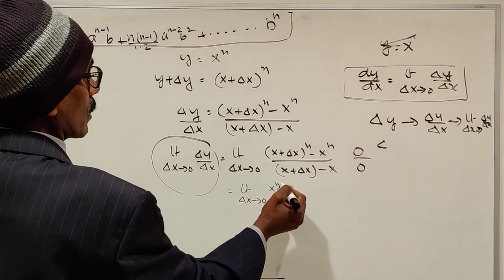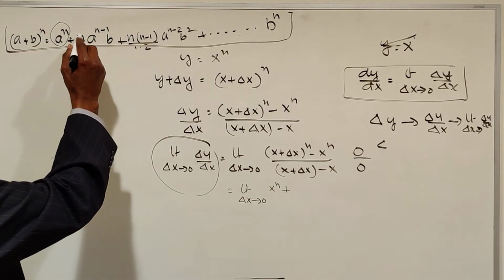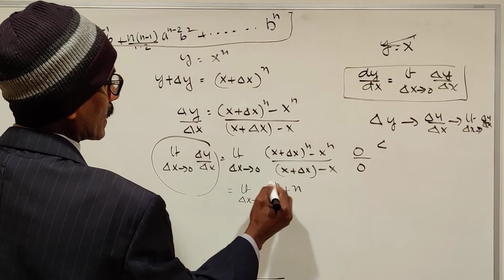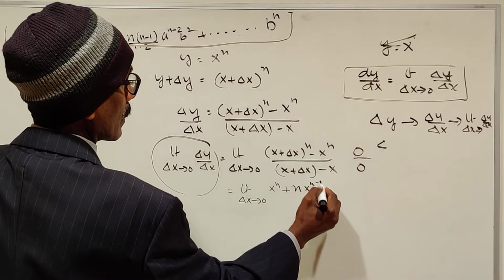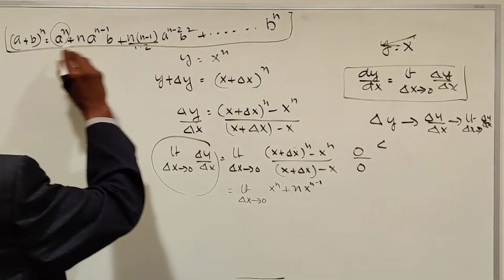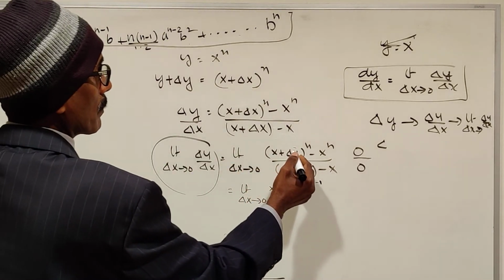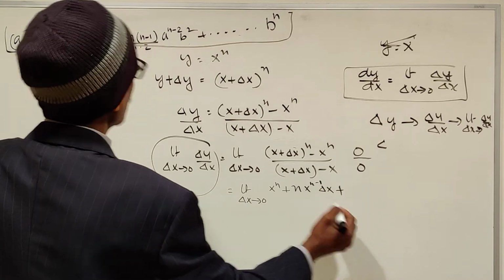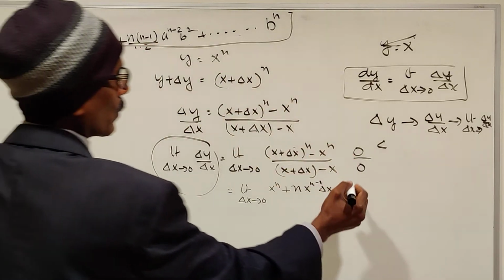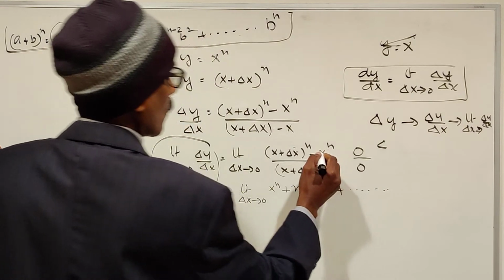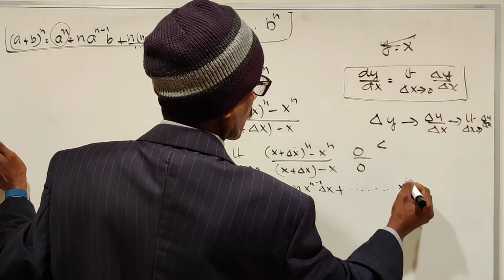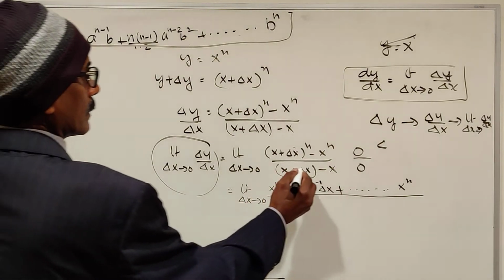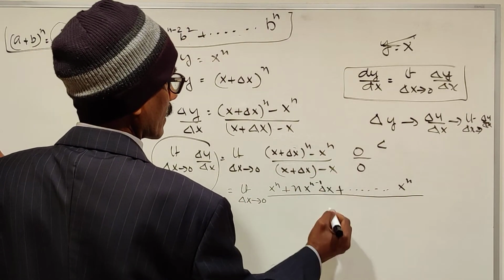A is x to the power n, plus n into a raised to n minus 1 b, n into x raised to n minus 1, b is what? B is delta x. Here b, in our problem, in the place of b, delta x, plus nC2, we don't need to write that, etc., minus x raised to n divided by delta x, this one cancels delta x.